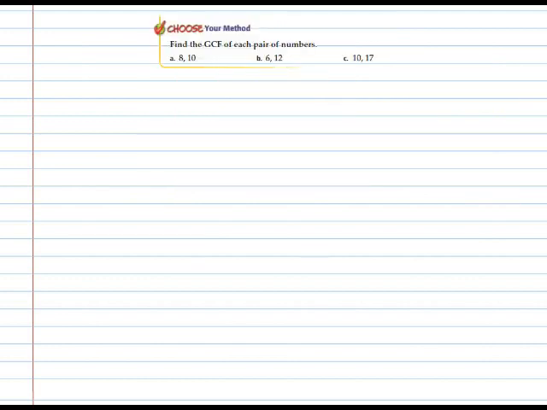In my example, I'm going to use a slightly different method. It's based on the factor ladder method that we showed you in lesson 4.1. In this case, what I do is I divide both numbers by the smallest prime number I can find. In this case, it's 2. 8 divided by 2 is 4. 10 divided by 2 is 5. 4 and 5 have no common factors. So the greatest common factor of 8 and 10 is 2.